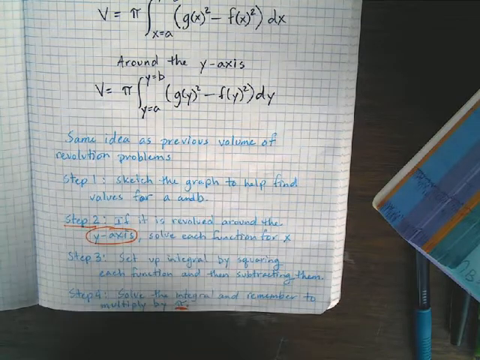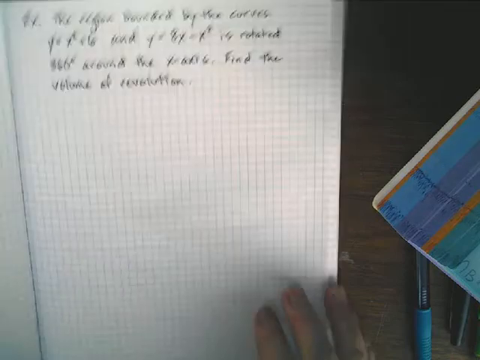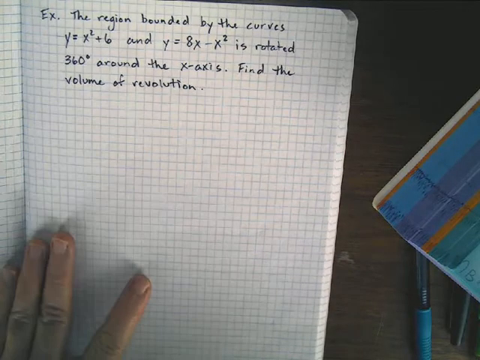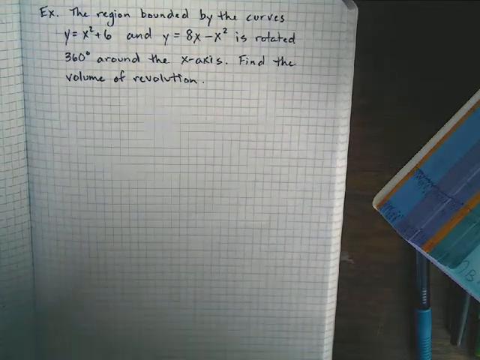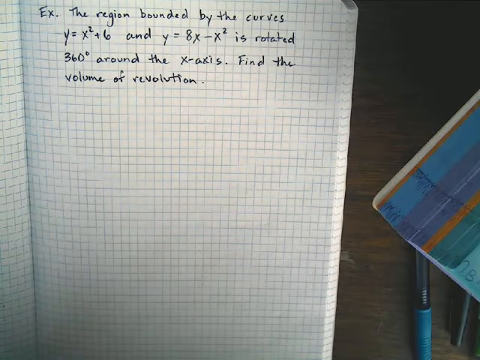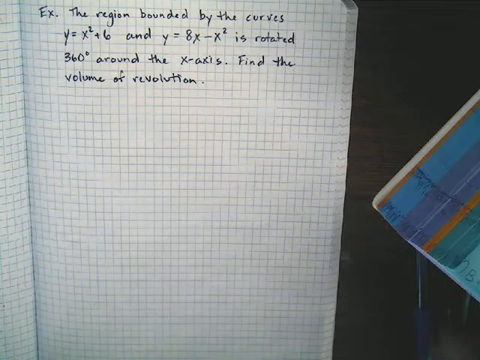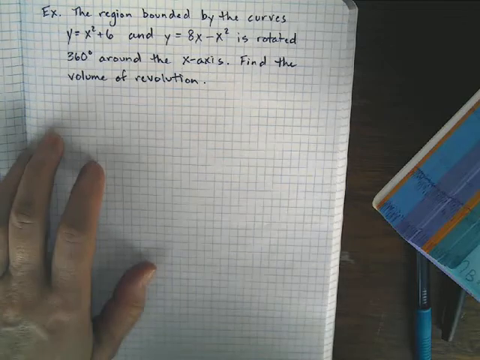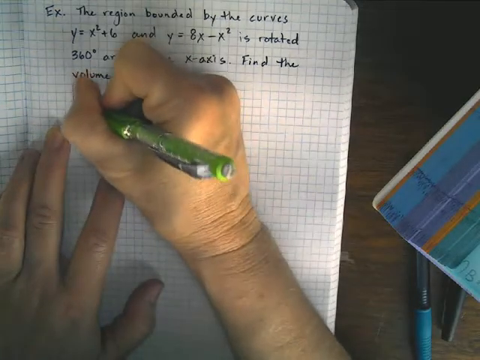All right, let's do an example. Here's my example: the region bounded by the curves y equals x squared plus 6 and y equals 8x minus x squared is rotated 360 degrees around the x-axis. Find the volume of revolution. So I'm going to sketch this. What does this look like?